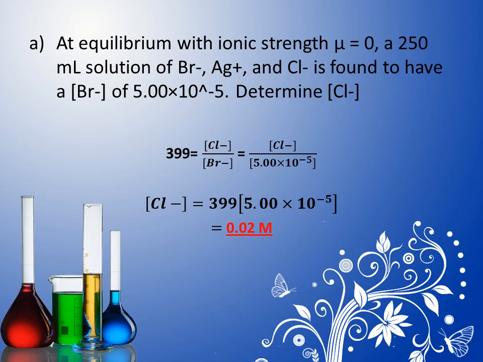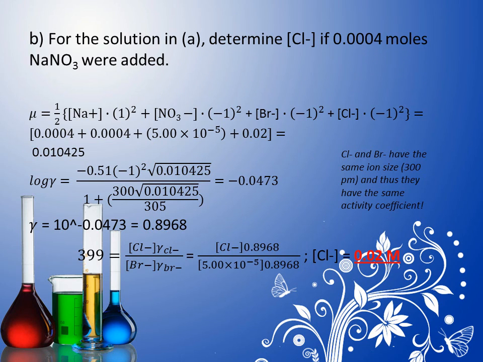So part A, the easy part. At equilibrium with ionic strength mu equals 0, a 250 milliliter solution of Br-, Ag+, and Cl- is found to have a concentration of Br- of 5 times 10 to the negative 5th. So determine the concentration of Cl-. This is very simple. All we have to do is plug the numbers into the equilibrium equation. So 399 equals the concentration of Cl- over the concentration of Br-. And we already know that Br- is 5 times 10 to the negative 5th. So just solve the equation and we get the concentration of Cl- equals 0.02 molar. Simple.